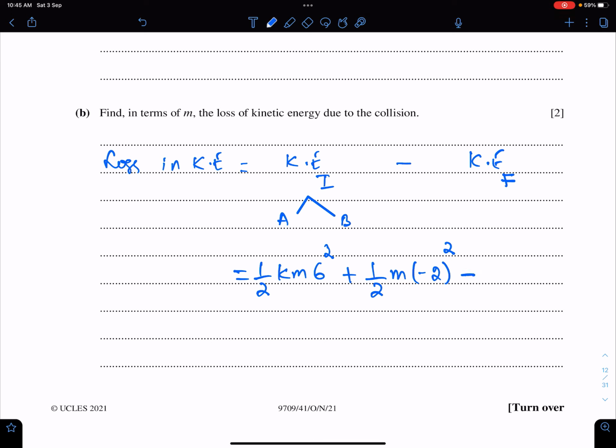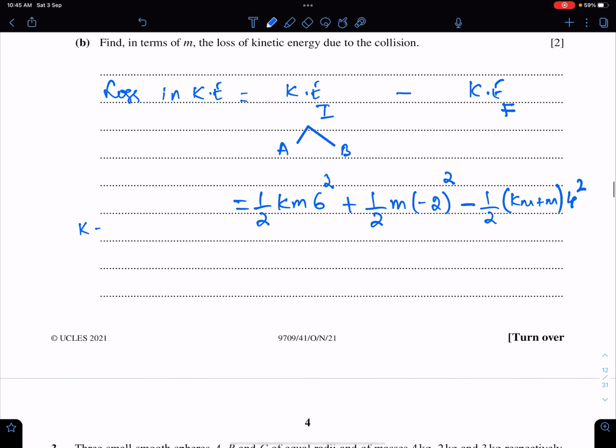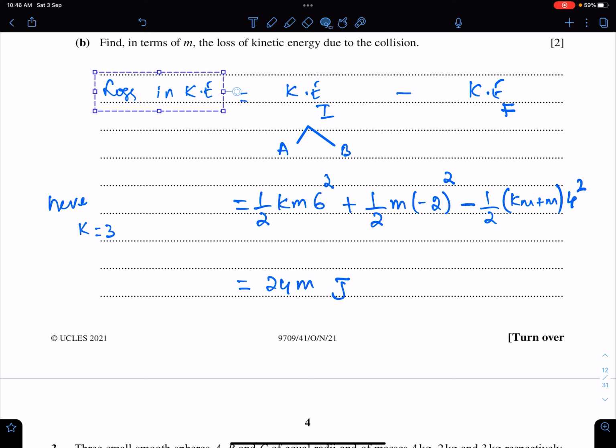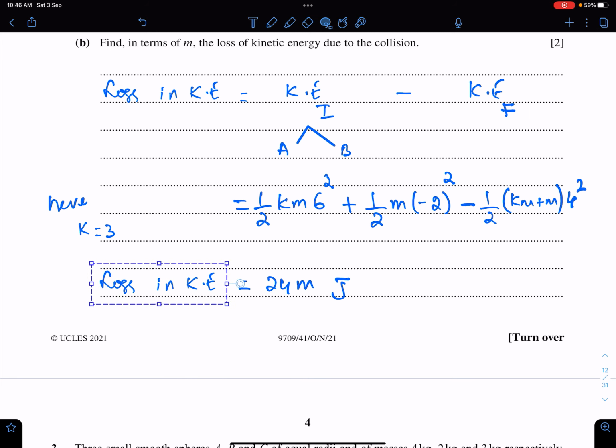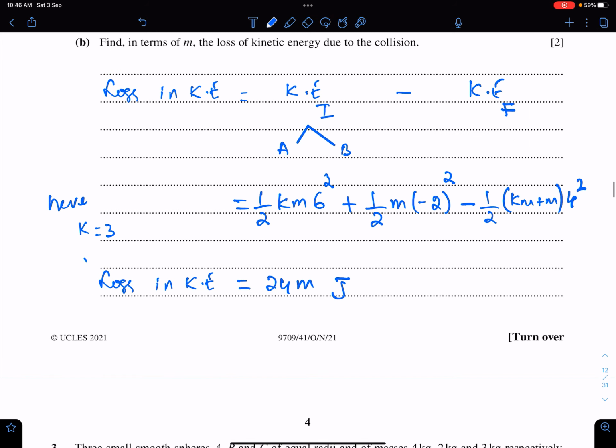Kinetic energy after the collision is half km plus m into 4 square. And the value of k is 3. So by substituting k as 3, we can have loss in kinetic energy in terms of m, which is 24m joules. And this is the final answer.